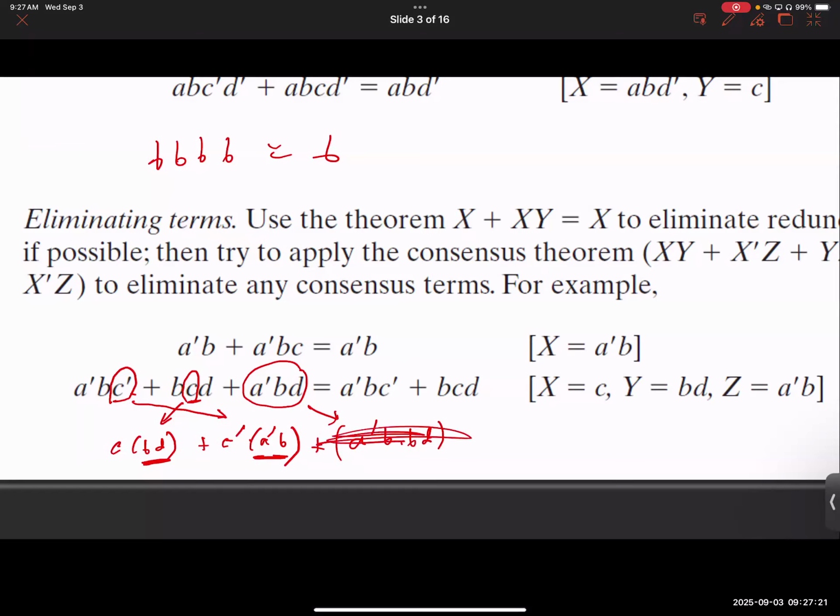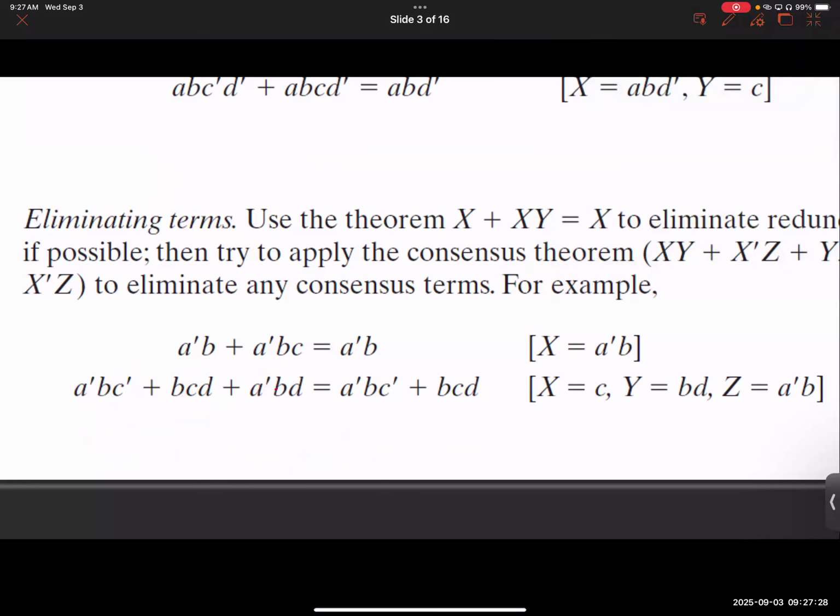So can I get rid of this term altogether? So I'm left with basically the first two terms. So I can get rid of the third one. Basically, I can get rid of the third term based on the consensus theorem. Do you have any concern or questions or comments?